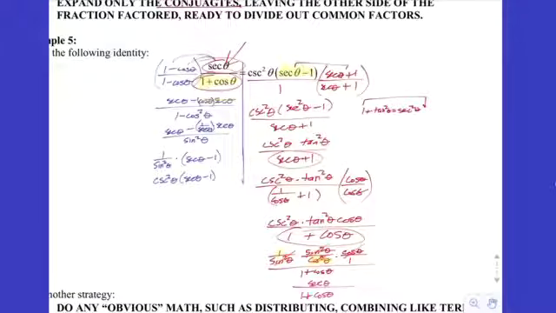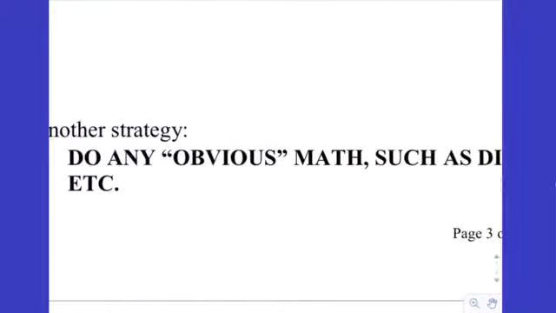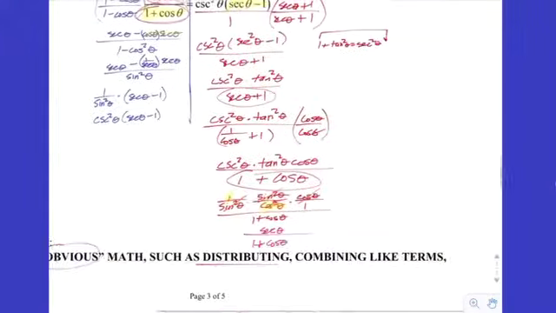Any other comments or questions about this particular proof? All right, we got like 4 minutes left. I don't think we have time for another one. So let's just kind of extract some strategies. Do any quote-unquote obvious math. Why is that in quotations? It may not be obvious to everybody, right? Slapping you in the face. But what does that mean? Distribute, right? We distribute up here.